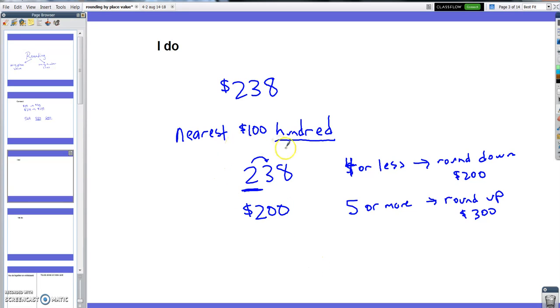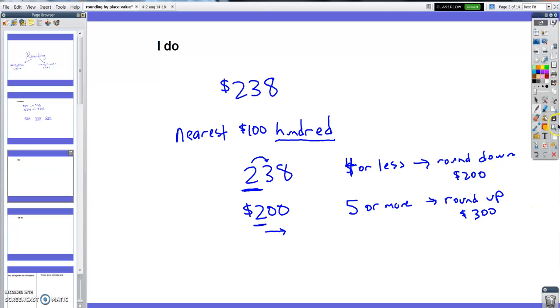When I have rounded to a place, if I round to the nearest 100, if I find my hundreds, everything after the hundreds is zeros all the way across. That's how I know I've rounded it down. Okay, let me do the same example again. Let me round to a different place.